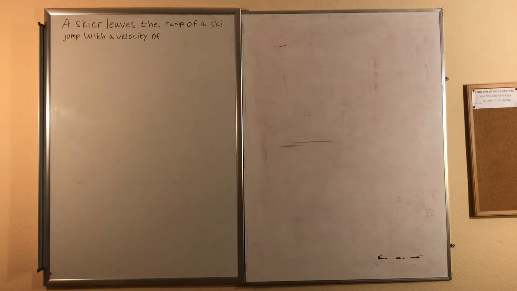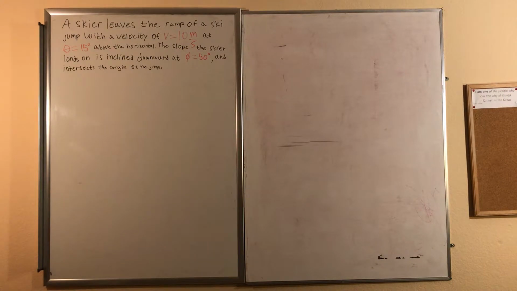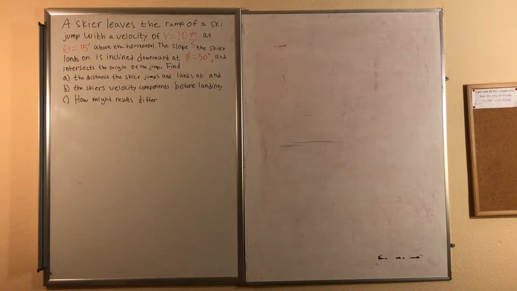A skier leaves a ramp of a ski jump with a velocity v equals 10 meters per second at the angle theta equals 15 degrees above the horizontal. The slope the skier lands on is inclined downward at phi equals 50 degrees and intersects the origin of the jump. Find A. The distance the skier jumps and lands at, and B. The skier's velocity components before landing. C. How might results differ if air resistance is in effect?